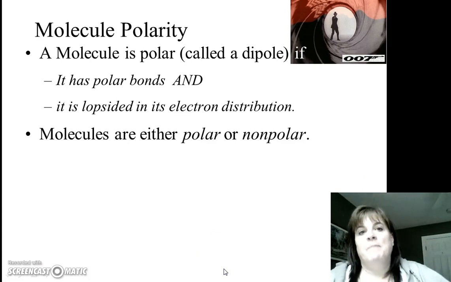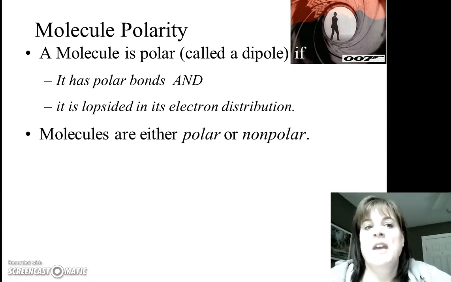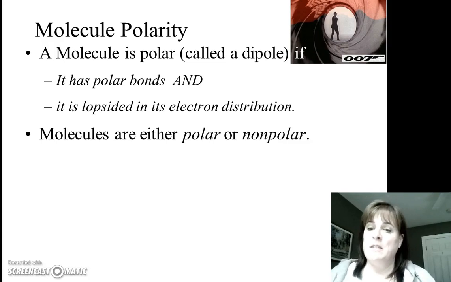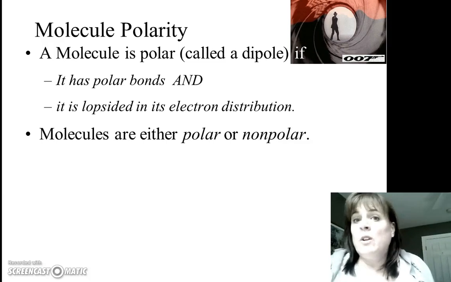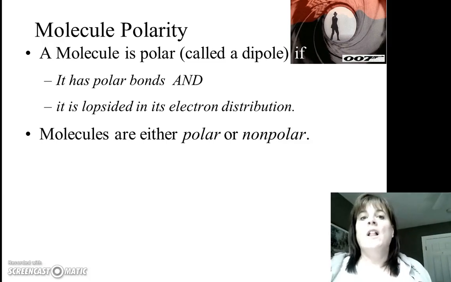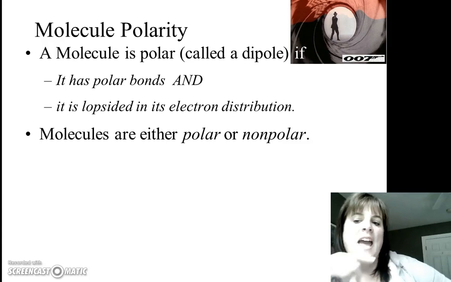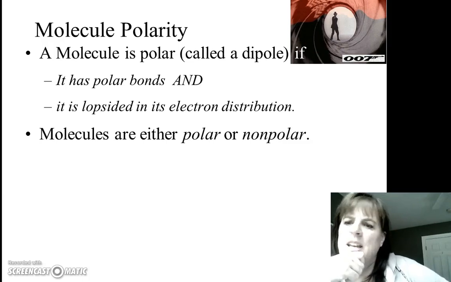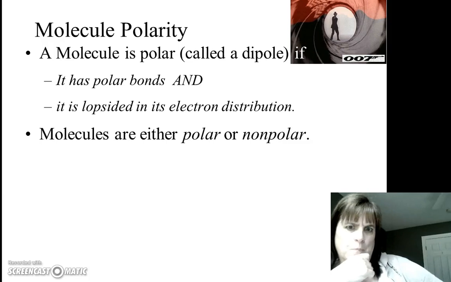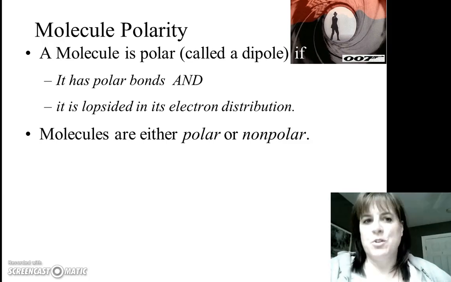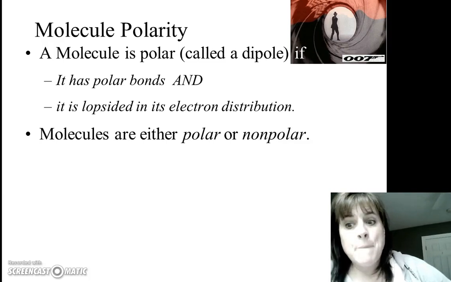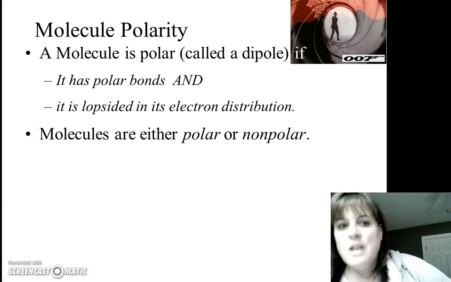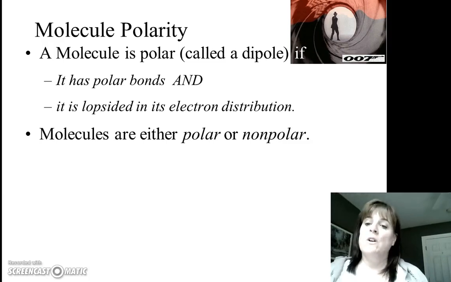Last thing I need to talk about is molecular polarity. Now remember when we talked about covalent bonds, we said there were polar and nonpolar covalent bonds. And we said that the ones that were polar were also called dipoles. Well, a molecule can actually have polar covalent bonds and be nonpolar. When we look at molecular geometry, a molecule is polar if it has polar bonds, but it also has to be lopsided. So molecules can either be polar or nonpolar.